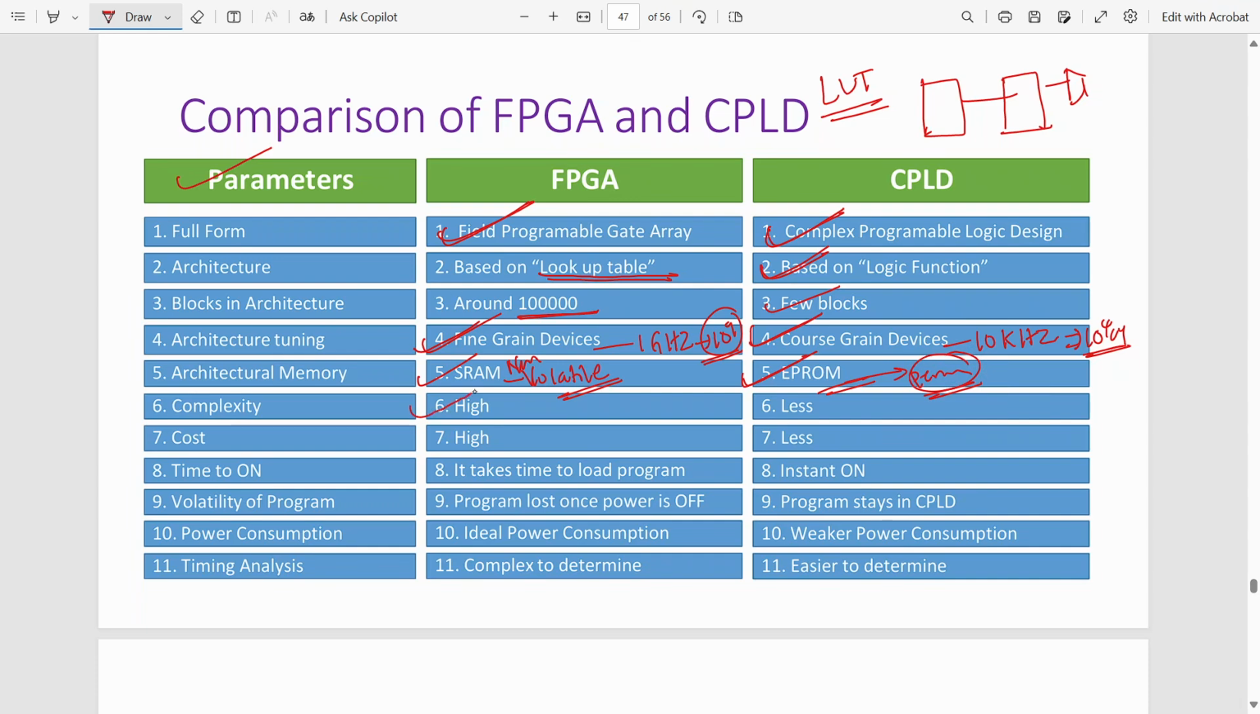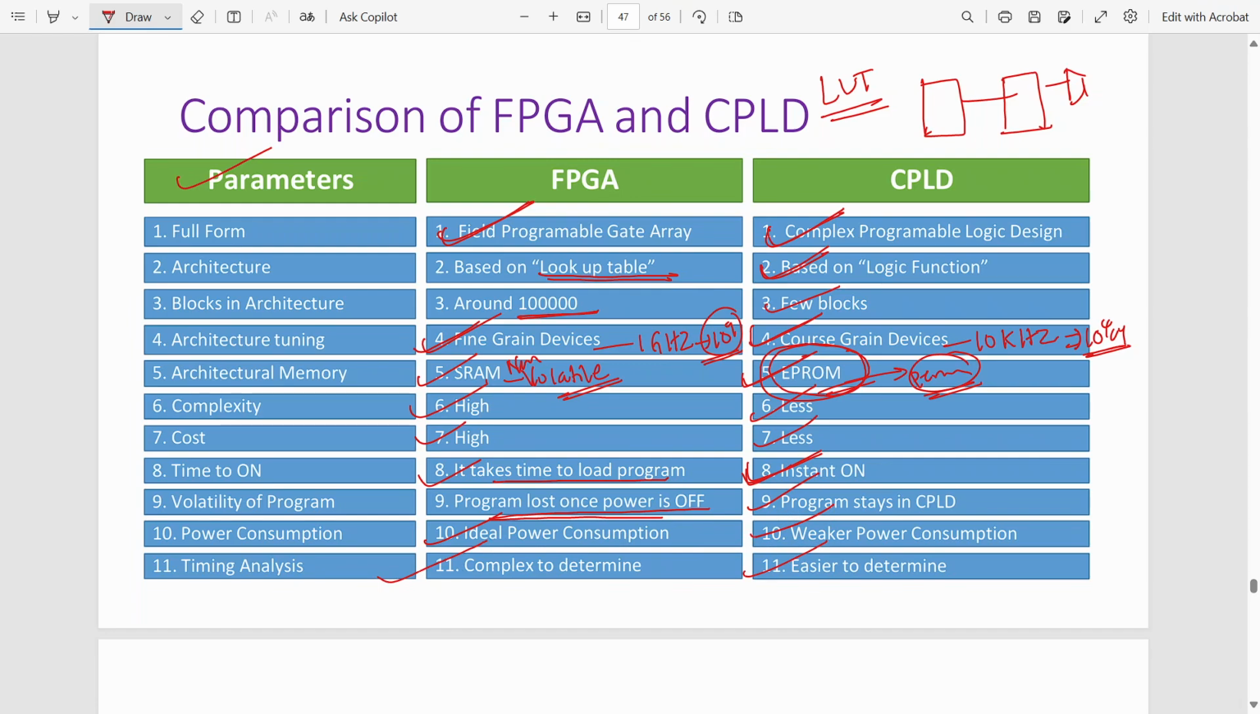Complexity is high here, so more number of blocks are there. Here complexity is less. Cost is high here, and this is less. It will take some time to load the program, whereas the other will turn on instantly. Why? Because the program is stored. Program is lost once power is off in FPGA, but the program stays in CPLD, because we are using EEPROM. And ideal power consumption is weaker, complex to determine in one and easier to determine in the other.